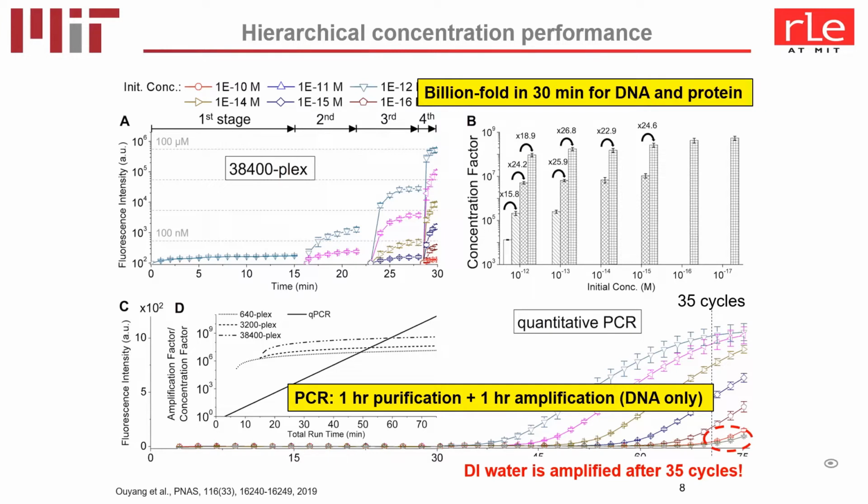One of the problems is that if you amplify for too long, say 35 or more cycles, then this PCR chemistry can be very noisy, and it ends up amplifying a complete noise signal. In fact, DI water can even be amplified after 35 cycles. So, compare that with our performance.